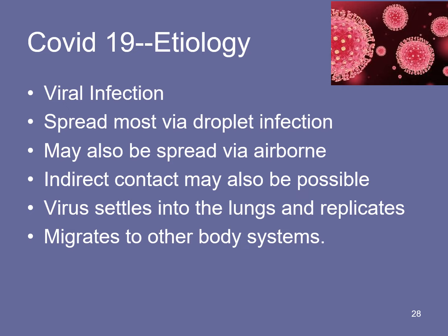So it's a viral infection. I don't think I need to really say that, but just for the sake of completeness, I have. Spread mostly via droplet infection. It may also spread via airborne. Indirect contact may also be possible, although we're pretty clear now that it's not a common way that COVID-19 has been transmitted. The virus settles into the lungs and replicates, and it can absolutely migrate to other body systems as well.